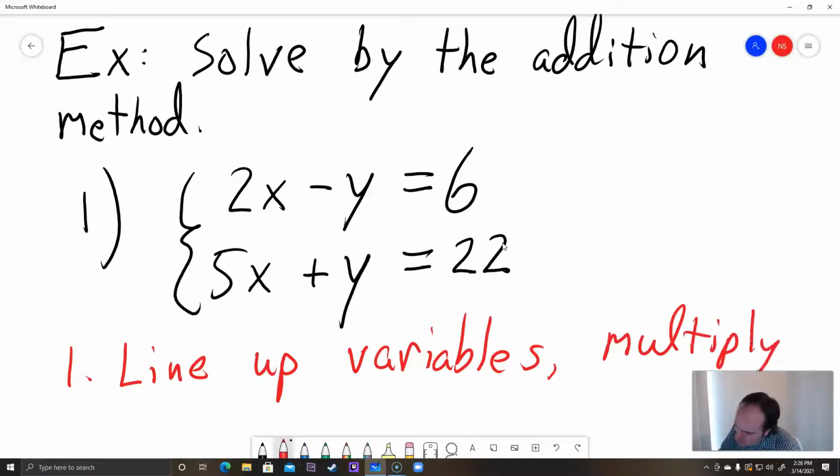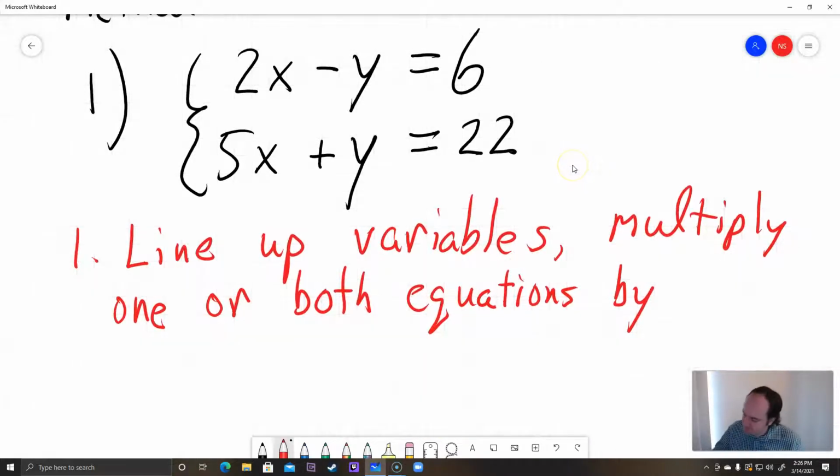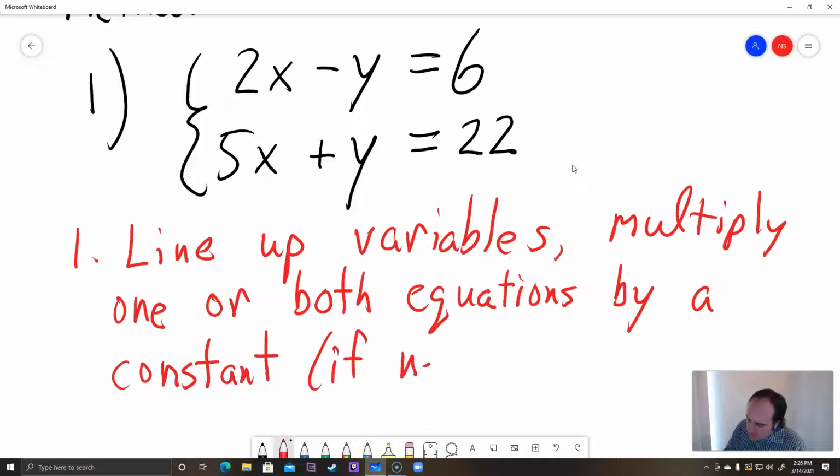Then, multiply one or both equations by a constant. And that's only if needed. It's only needed if, when you add the equations, nothing is going to cancel out. Of course, it's called the addition method because what we're going to be doing right after this is adding the equations.